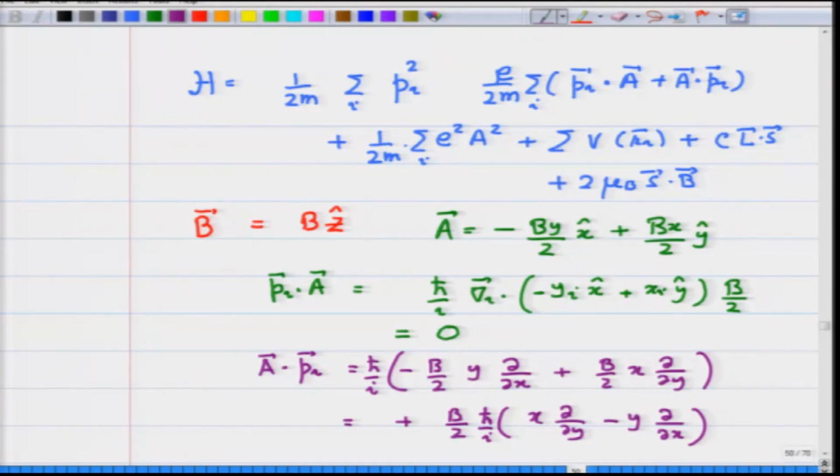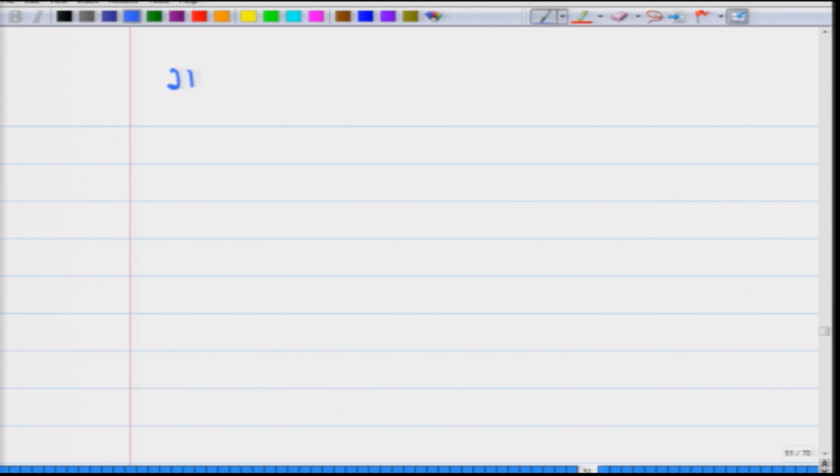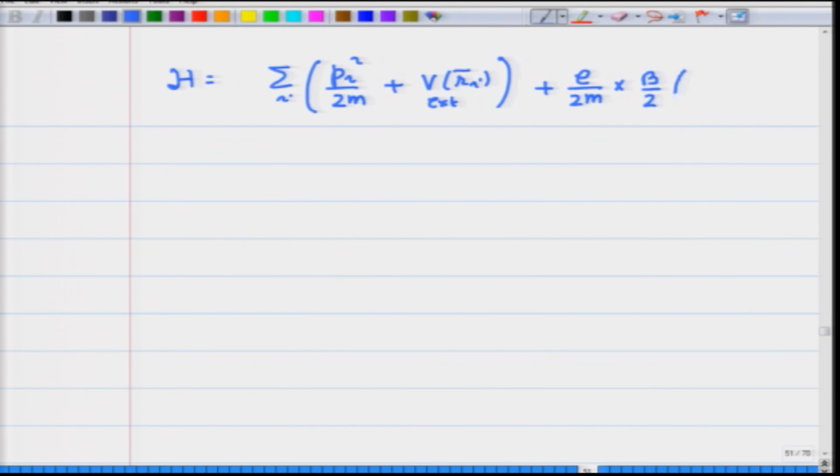So, let us collect these terms together and write the Hamiltonian again. I have the summation over i of p_i squared over 2m, plus the V external r_i term, plus e over 2m, and now you see that the del dot A term got 0 and I have B by 2 times (x d/dy minus y d/dx), and there is a term h cross over i here, plus the C L dot S term plus 2 mu B S dot B.